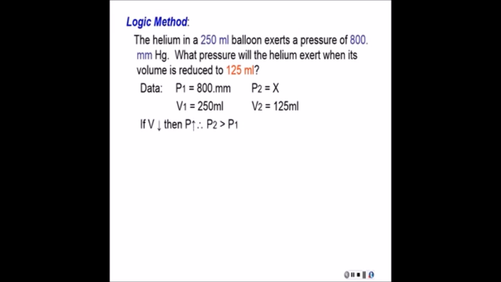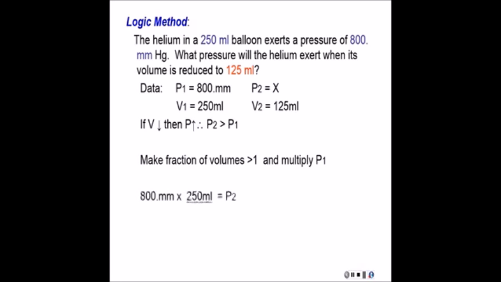Okay. Now, here was how we figure out what's going to happen. If the volume goes down, which it is, then the pressure has to go up. And that tells us that P2 has to be greater than P1. So P2 is going to be bigger than 800 millimeters. What I'm going to do is make a fraction of my two volumes that's greater than 1. So I'm going to put the larger volume on top, smaller one on the bottom. Then I'm going to multiply this by P1. So when I do that, what do I get for an answer? I get the 1600, just as I got using the formula.